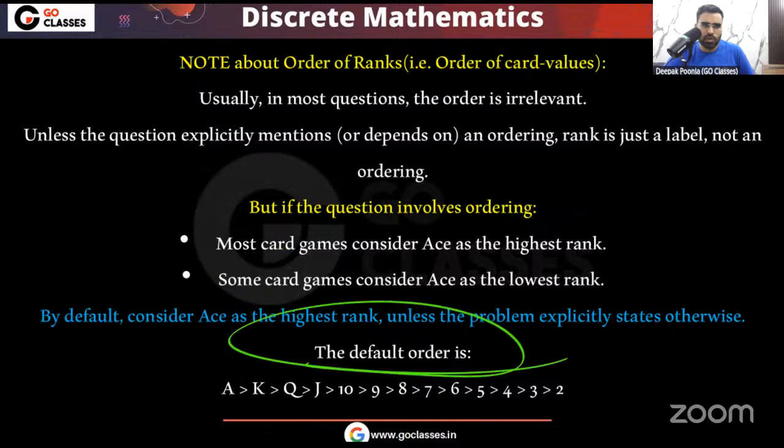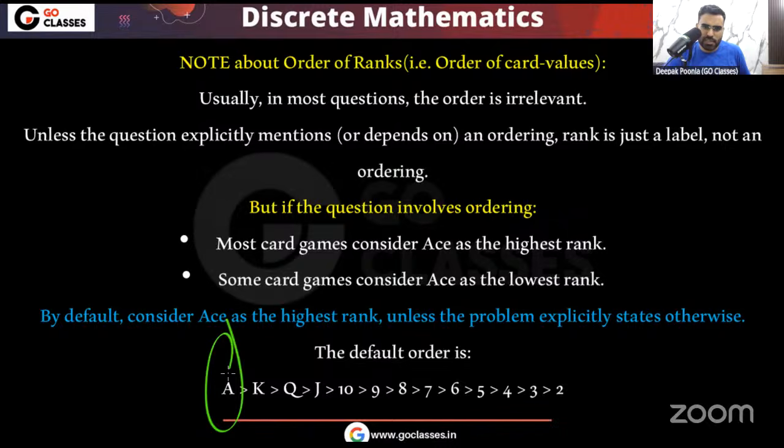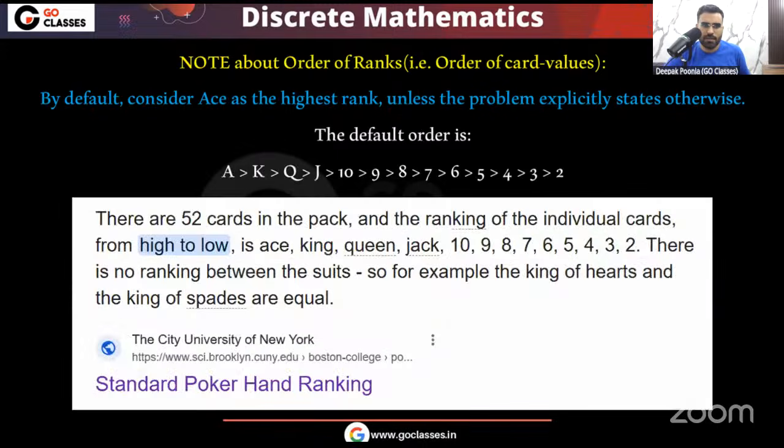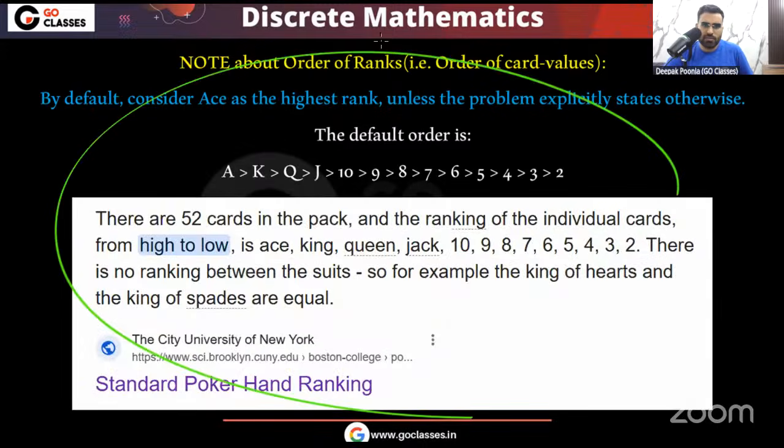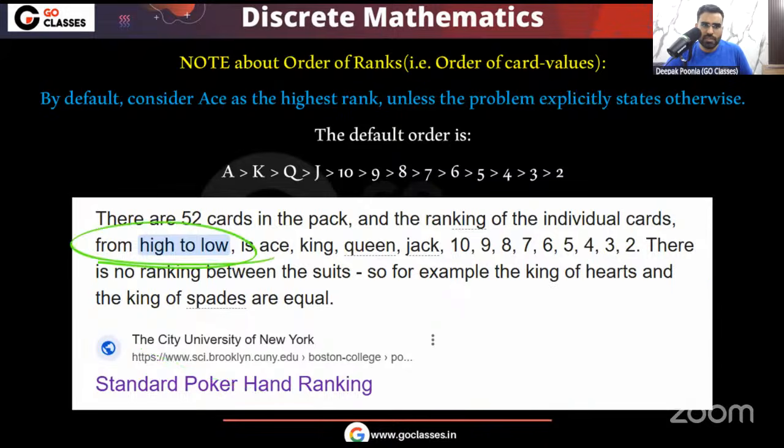So the default order is the decreasing order. Ace has the highest rank by default, and then in decreasing order: ace, king, queen, jack, and so on. Okay, simple. You can read this. This is the default order from high to low, from high rank to low rank, or high value to low value.